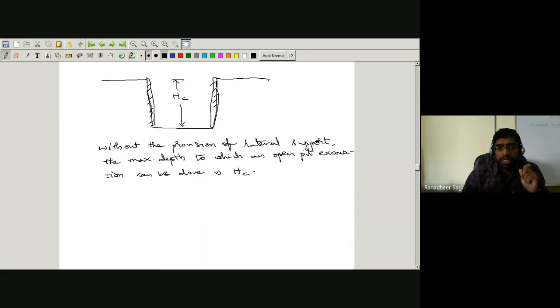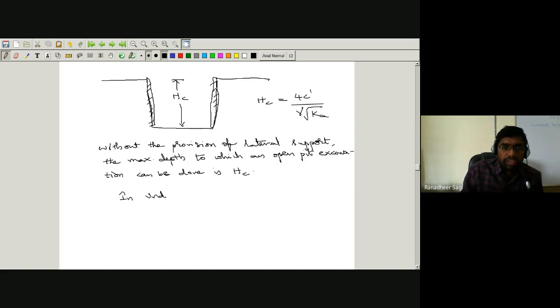So to what maximum depth you can go to make that open pit excavation into the ground without providing any lateral support is what is called the critical depth, Hc, and that Hc we are writing as 4c dash by gamma into under root Ka. So this is the expression we have.